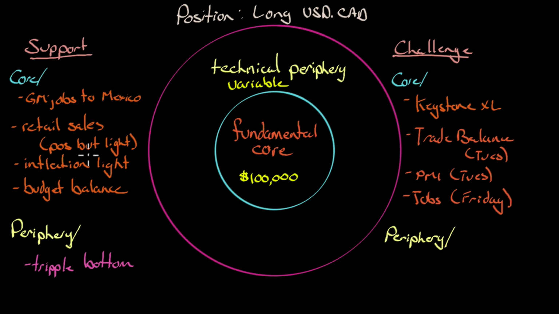Retail sales, they're positive, but they're light. Inflation is light and getting lighter. No reason to raise rates at that point. And our budget balance kind of supports the fundamental core because we have a negative fiscal budget. What is the challenge to my fundamental core? Well, there's still sentiment about Keystone. Keystone XL has got approved.